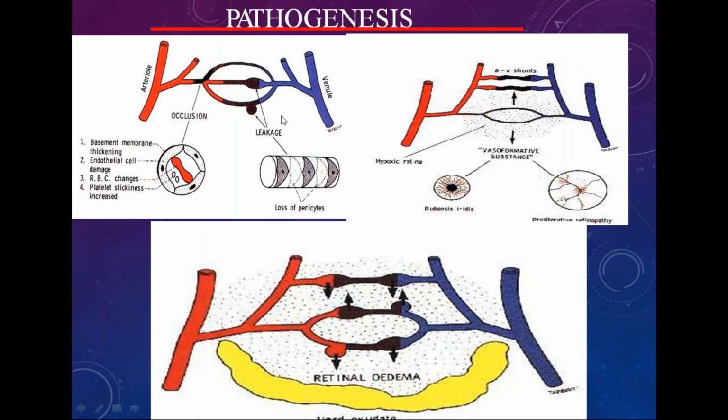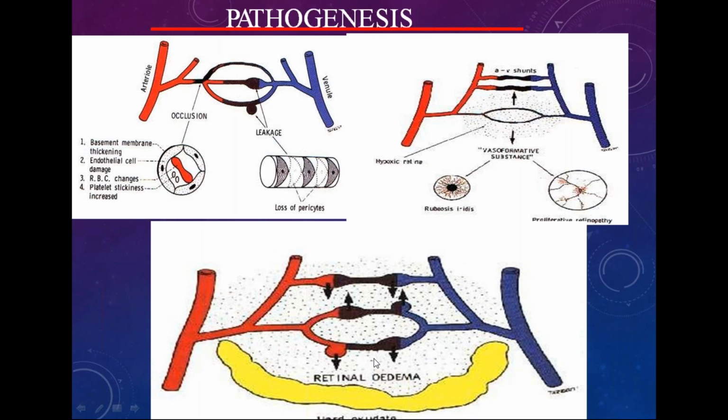Any retinopathy or neuropathy or nephropathy, mainly retinopathy. In retinopathy, there is loss of intramural pericytes, thickening of the basement membrane, change in the shape of the RBC, and increased stickiness of the platelets. All these conditions lead to occlusion of the vessels and increased leakage from the vessels. Due to loss of intramural pericytes, there will be increased leakage. Due to thickening of the basement membrane, change in the shape of the RBC, and increased stickiness of the platelets, there will be occlusion of the blood vessels.